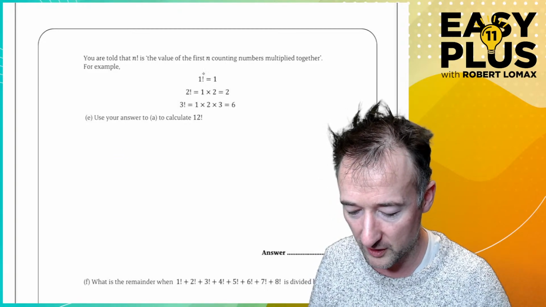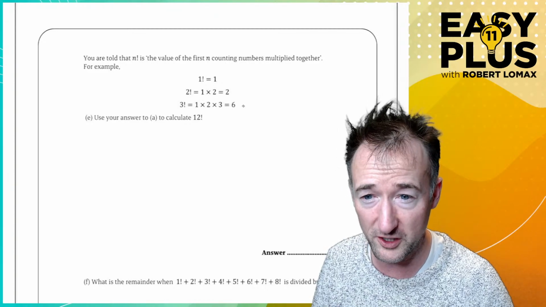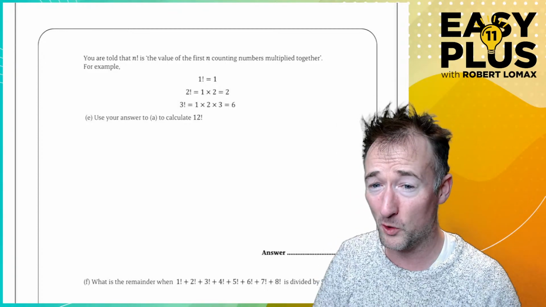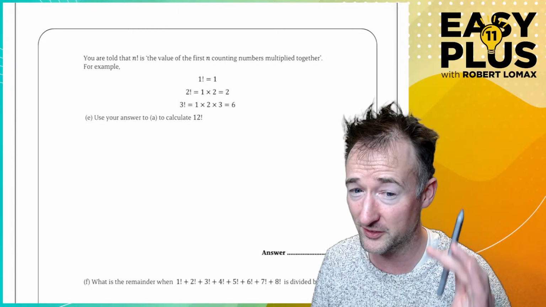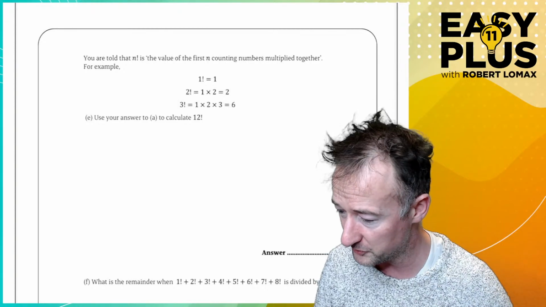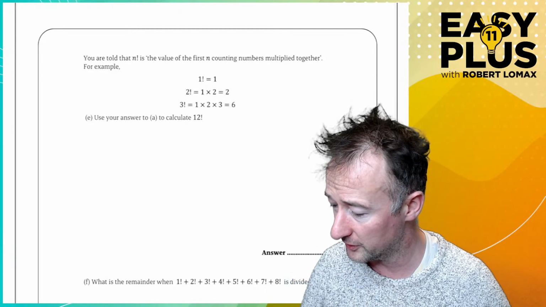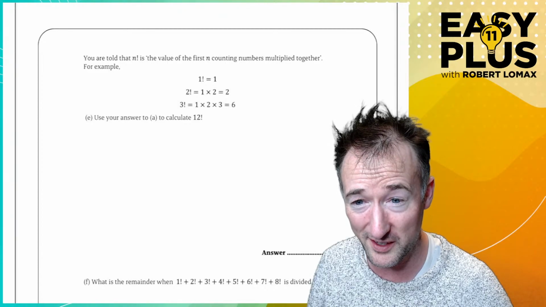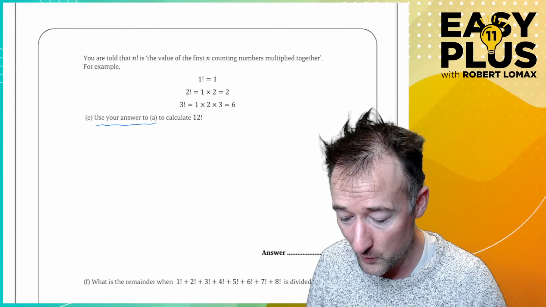So 1 factorial is 1, 2 factorial is 1 times 2 is 2, 3 factorial is 1 times 2 times 3, which equals 6. Use your answer to A to calculate 12 factorial. So what we must not do is work out 1 times 2 times 3 times 4 times 5 times 6 times 7 times 8 times 9 times 10 times 11 times 12. For one thing, it's going to be an absolutely huge number, which I've got noted down here because I worked it out before the class. It's going to take you a very long time to work it out. And besides, it says use your answer to A.